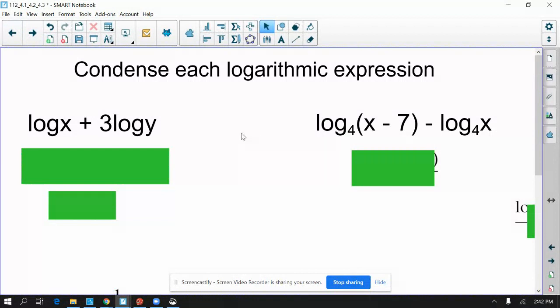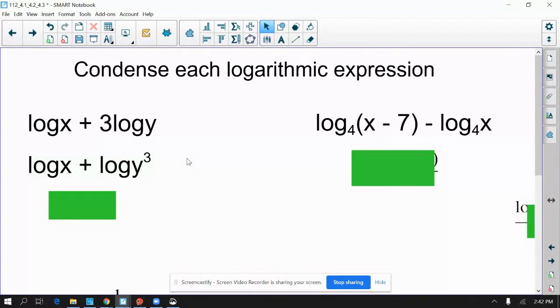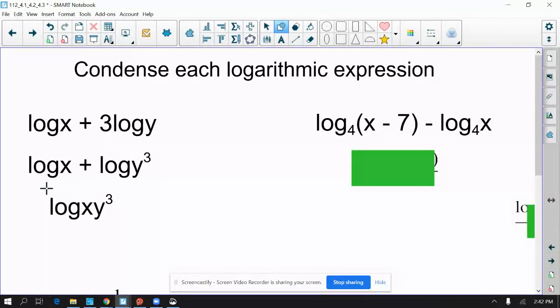Well, to condense them, first of all, I see this plus sign, so I'm going to multiply the arguments x and y. But first, it's not just y, there's a 3 in front. So what does this 3 do? This 3 is going to become the exponent on y. So it's log base 10 of y to the third. And now I've got this 1 log plus 1 log. Now I can combine both of these by multiplying the two powers. x times y to the third is log base 10 of x times y to the third.